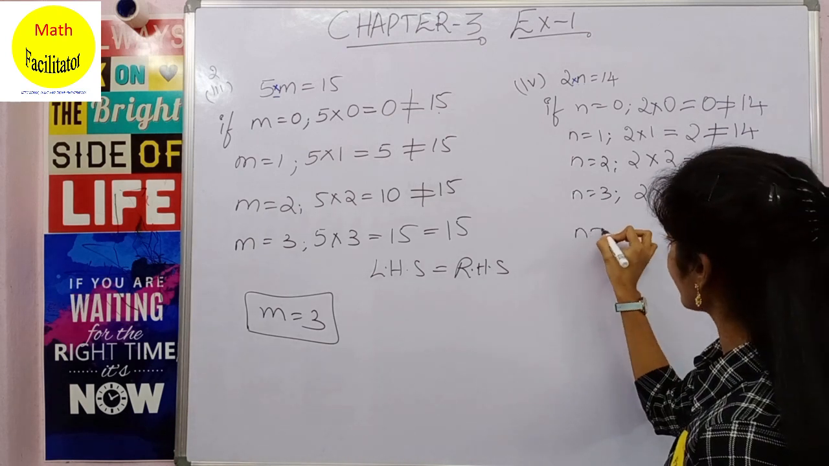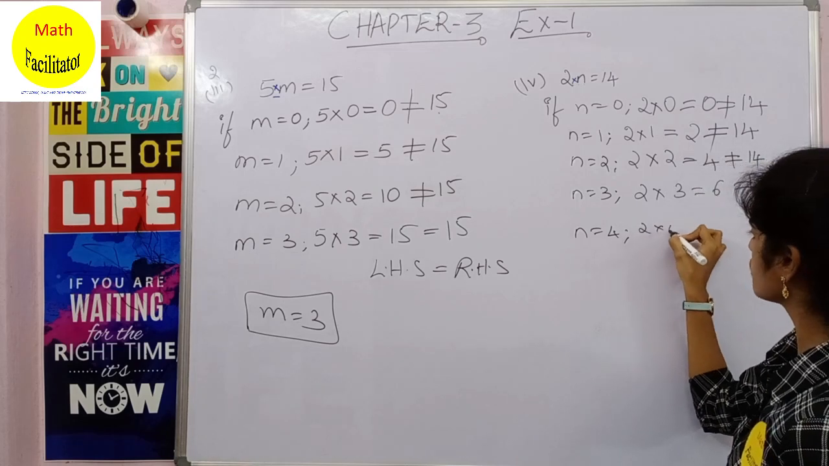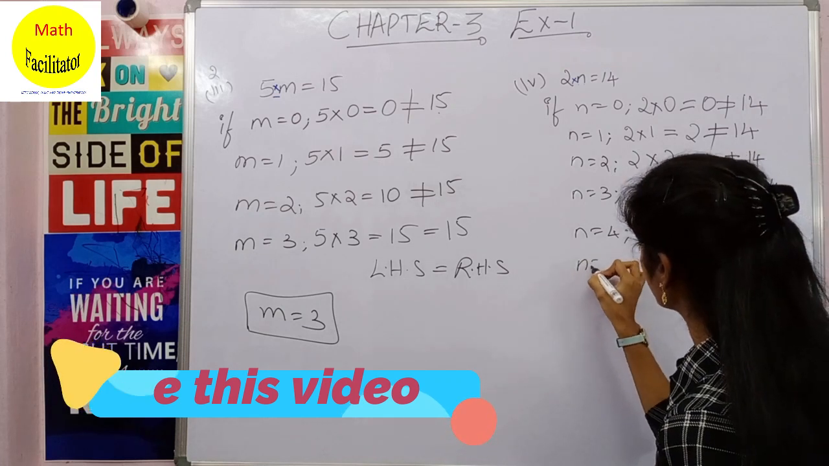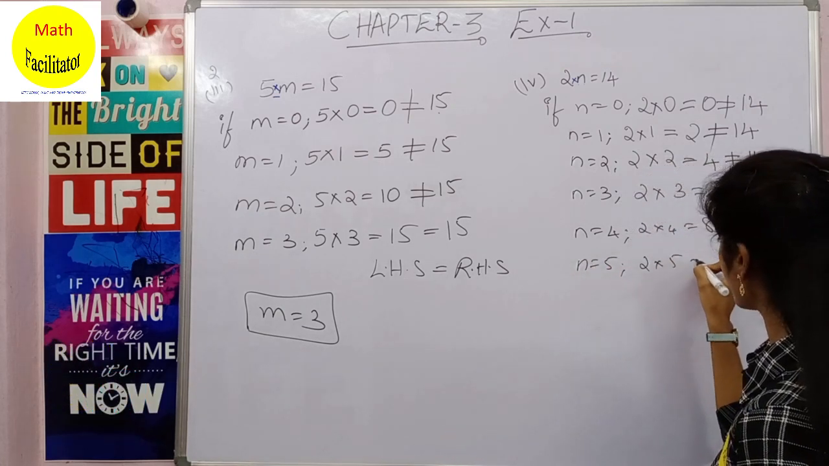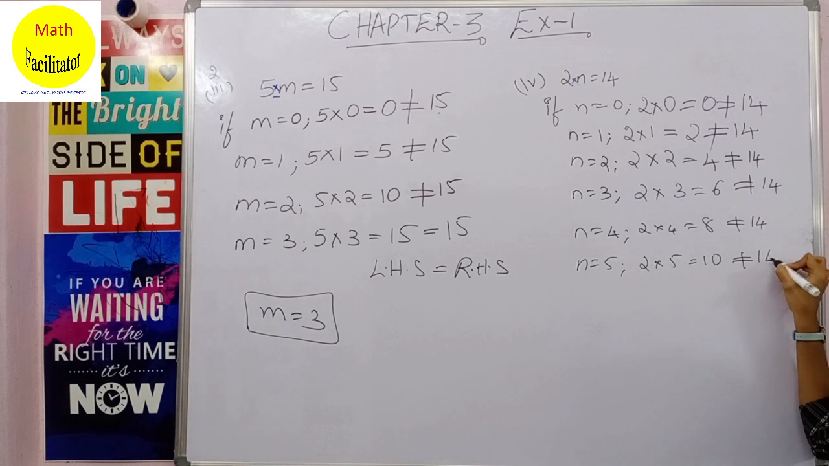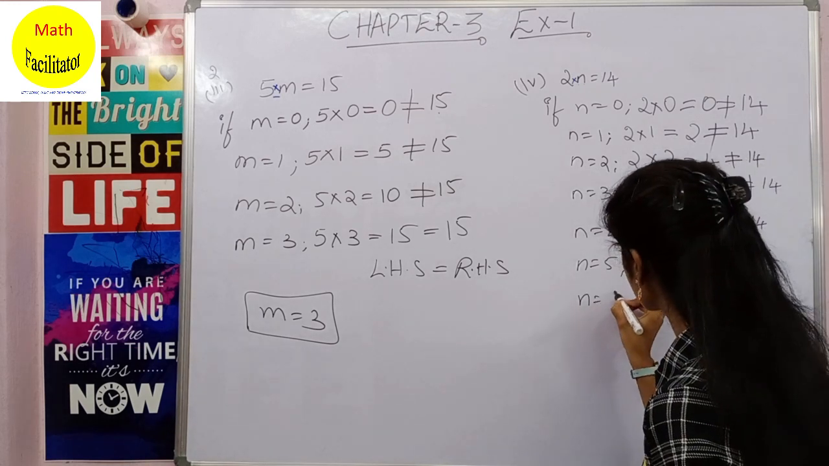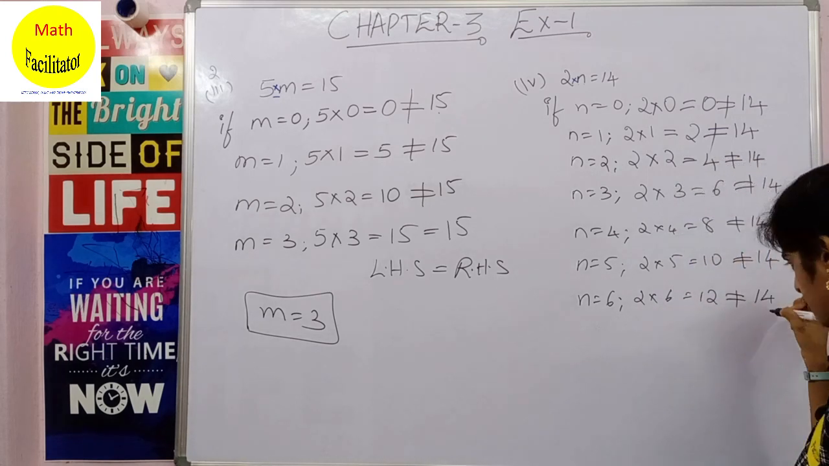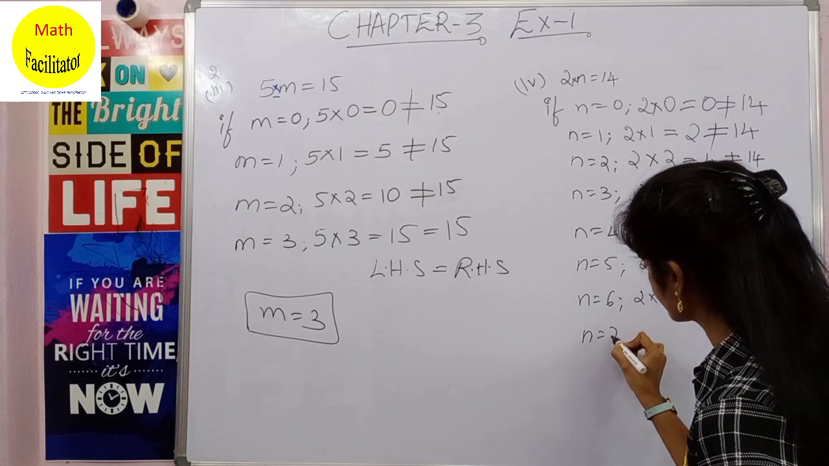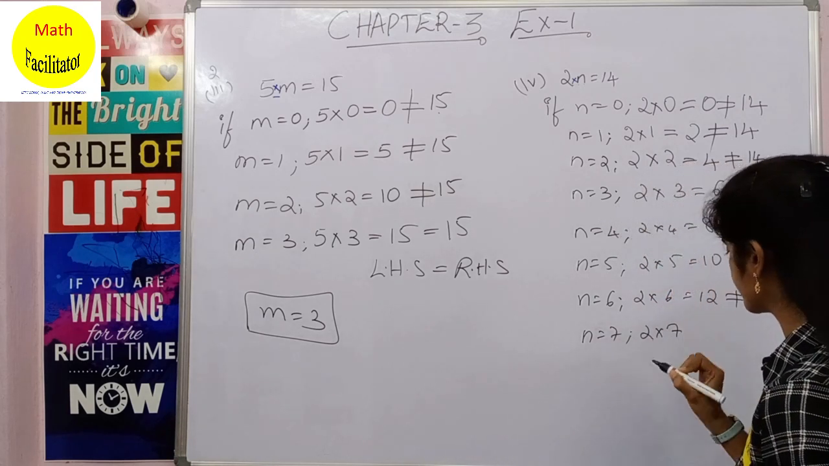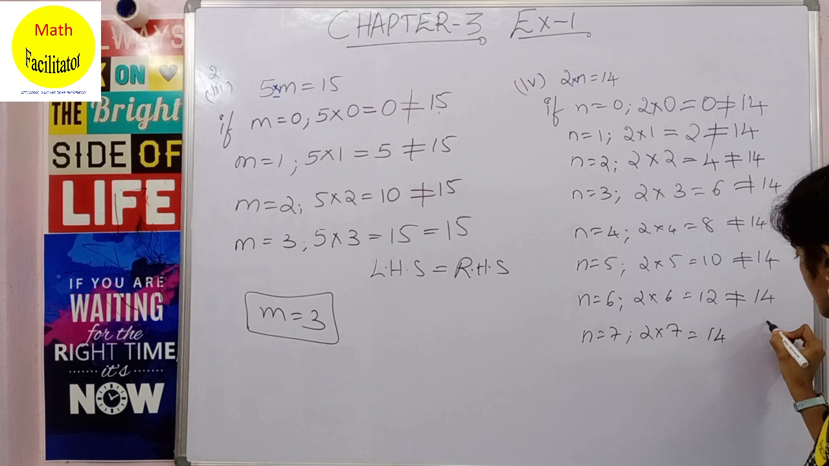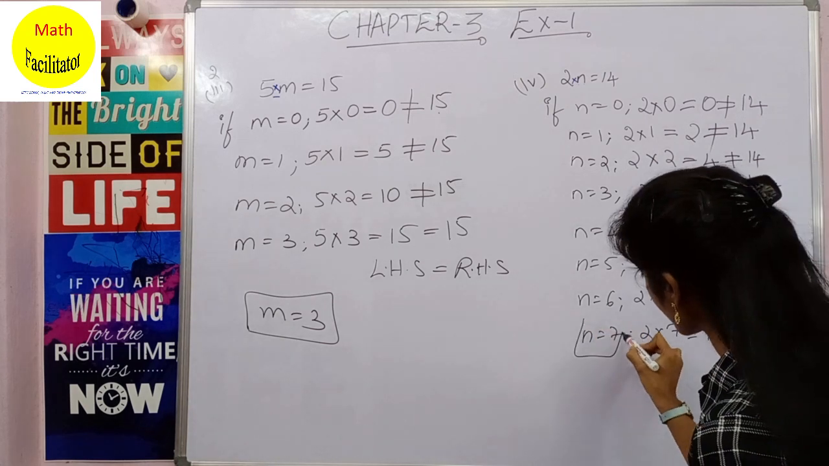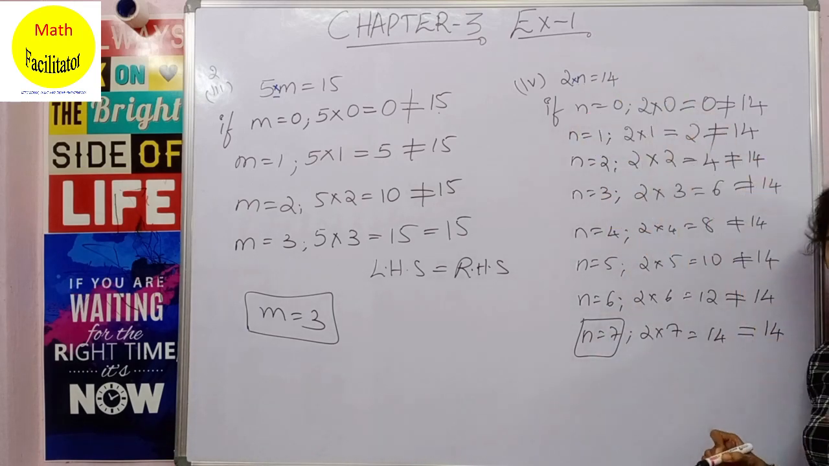If you take n equal to 4, this is 2 into 4 is 8. 8 is also not equal to 14. Clear? If you take n equal to 5, this is 2 into 5, which is 10. 10 is not equal to 14. Now n equal to 6, 2 into 6 equal to 12. 12 is not equal to 14. Let us take n equal to 7. This is 2 multiplied by 7, so this is 14. So LHS is 14, RHS is also 14. So 14 is equal to 14. So what is the answer? n equal to 7 is the answer for this equation.